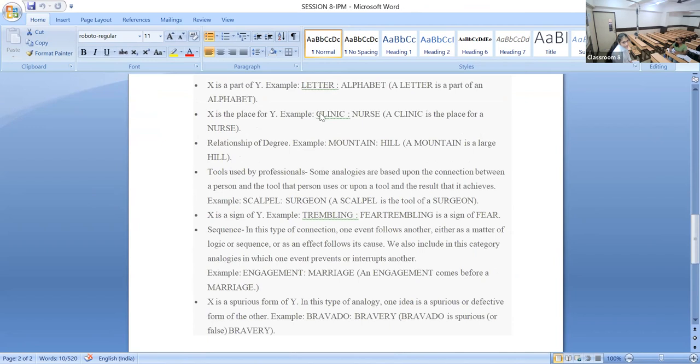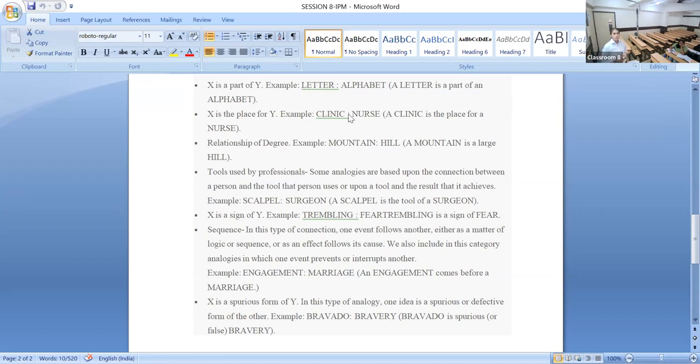Okay, example over here, just giving you a quick glance to it. A letter is a part of an alphabet. You can see a clinic is a place of a nurse. Relationship of degree. You also need to see a degree over here. Like for example, a mountain is as large as a hill, is a large hill, or is as large as, both would be correct.